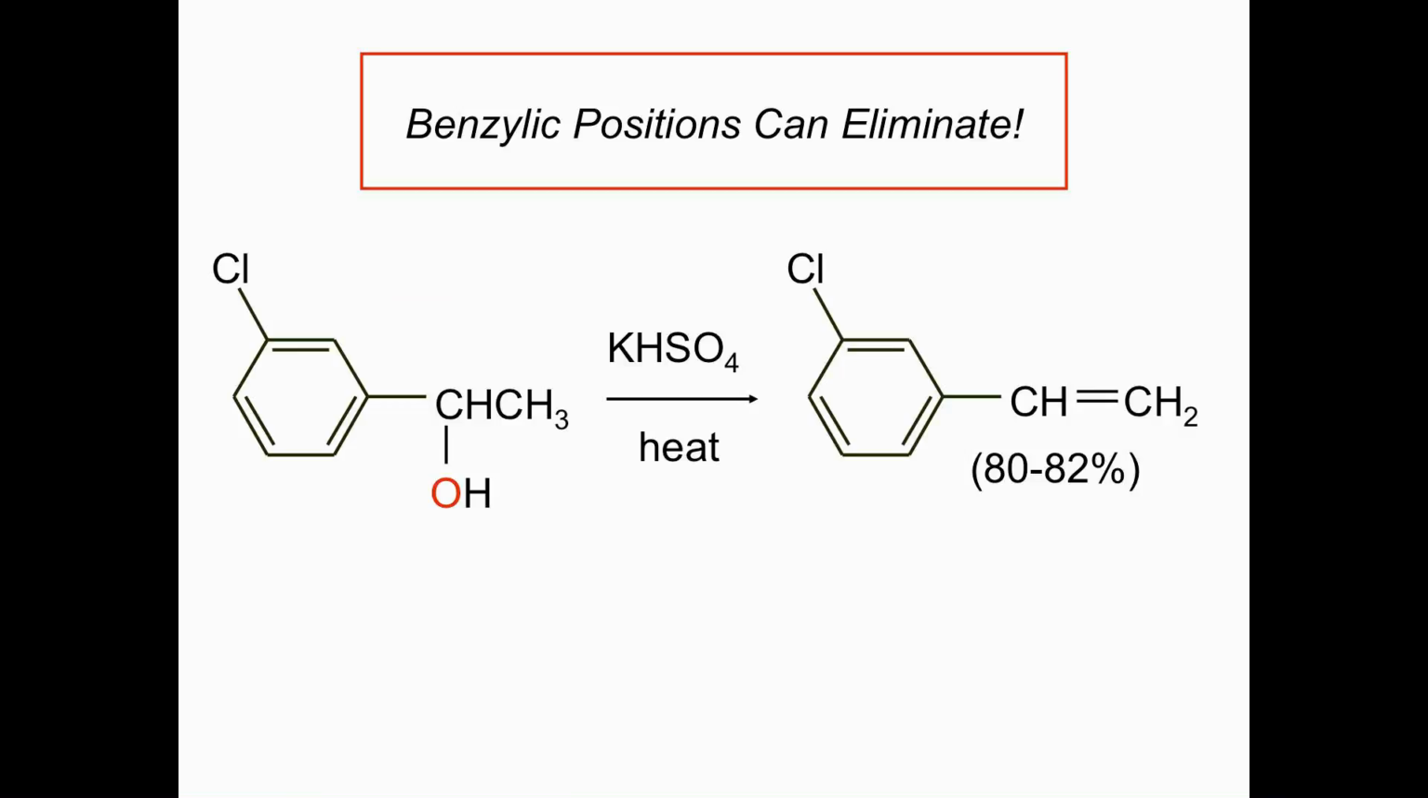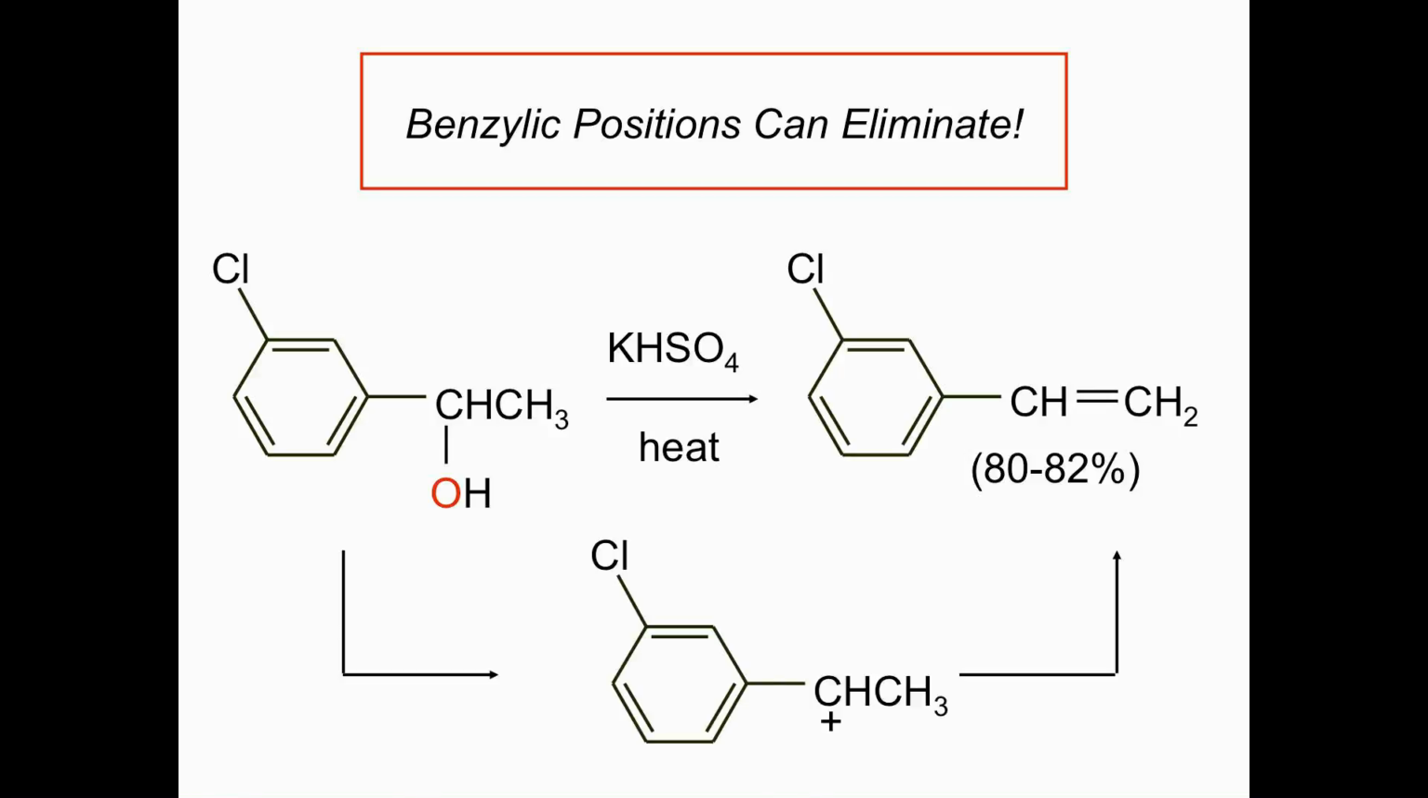Note that benzylic positions can also eliminate just as they can substitute. Here in this case, we have the acid-catalyzed dehydration of a benzylic alcohol. Notice that the benzylic alcohol dehydrates in such a way that it extends the pi system through the conjugated double bonds out from the benzylic position to the beta carbon that's terminal. This, of course, occurs through a carbocation that is benzylic with resonance structures throughout the ring, which stabilize the carbocation intermediate to promote the elimination reaction.